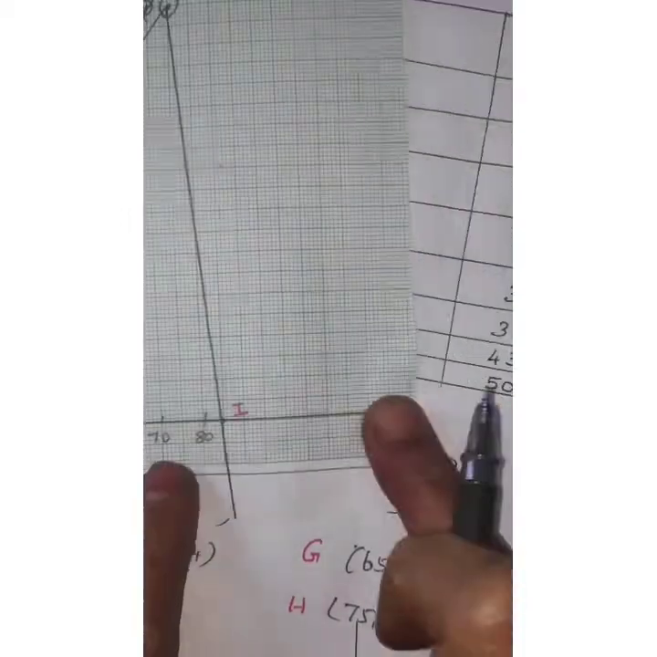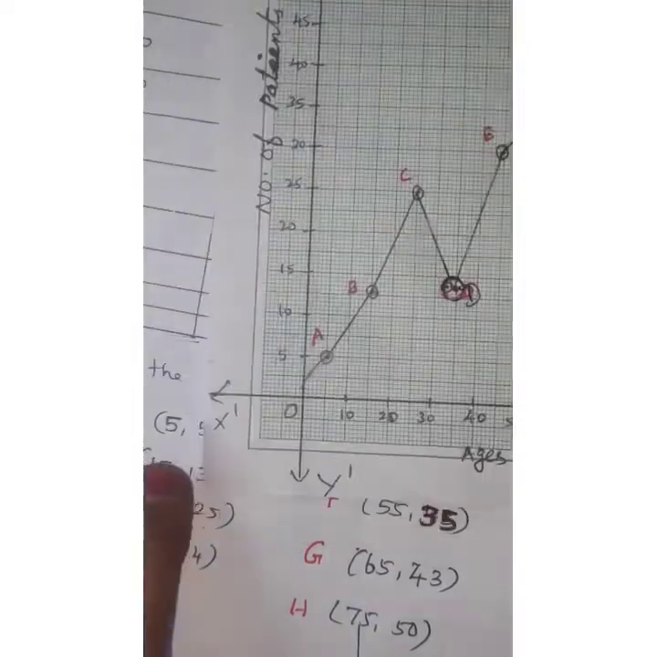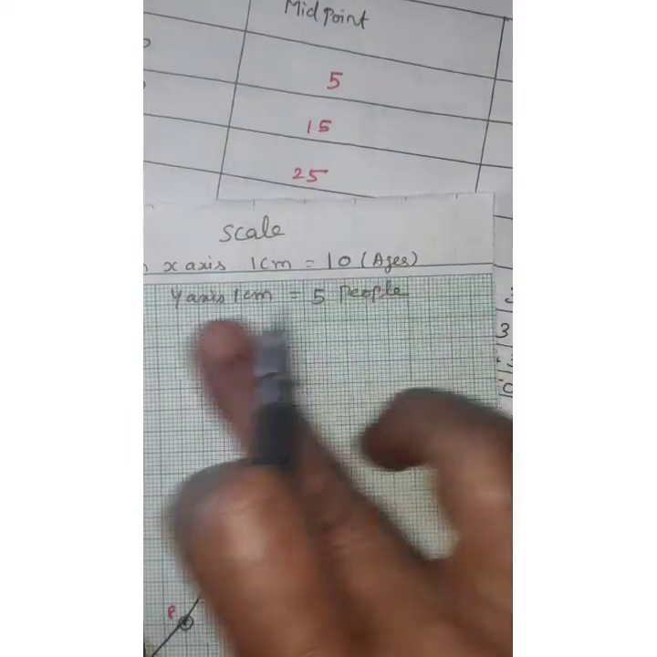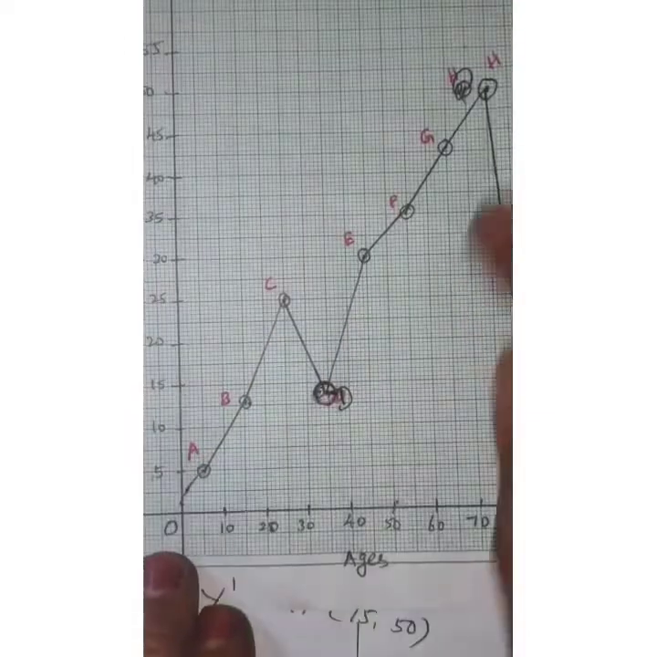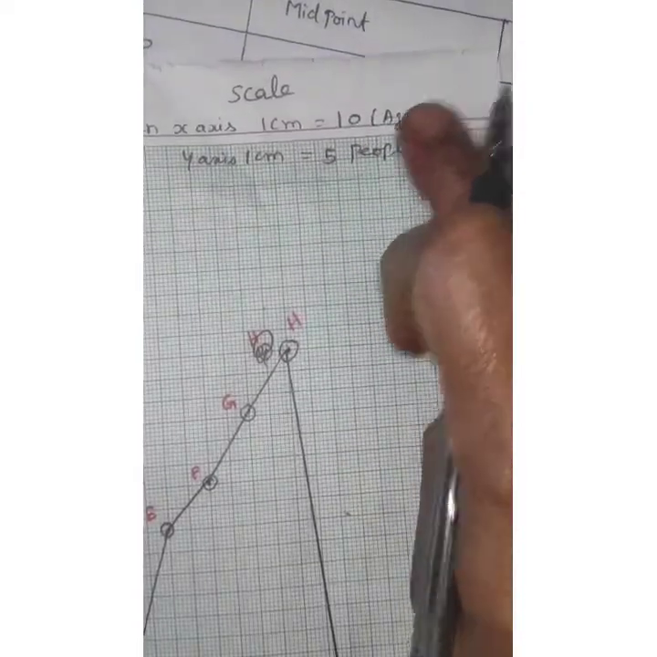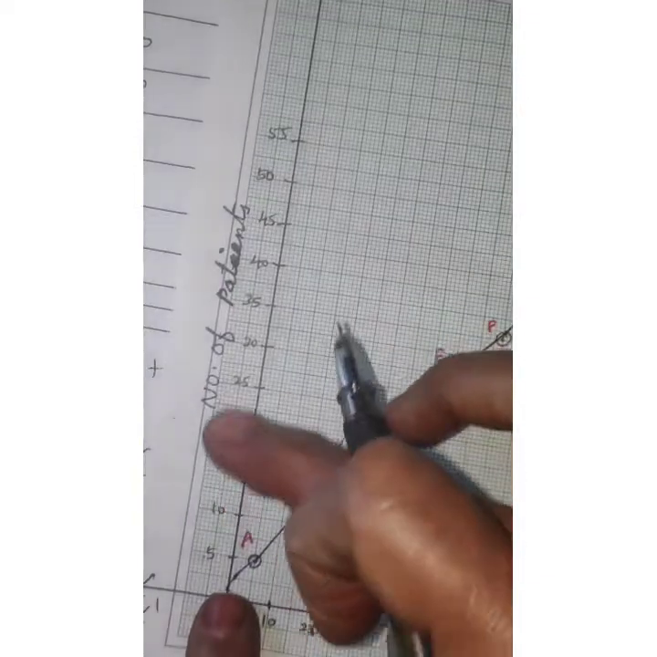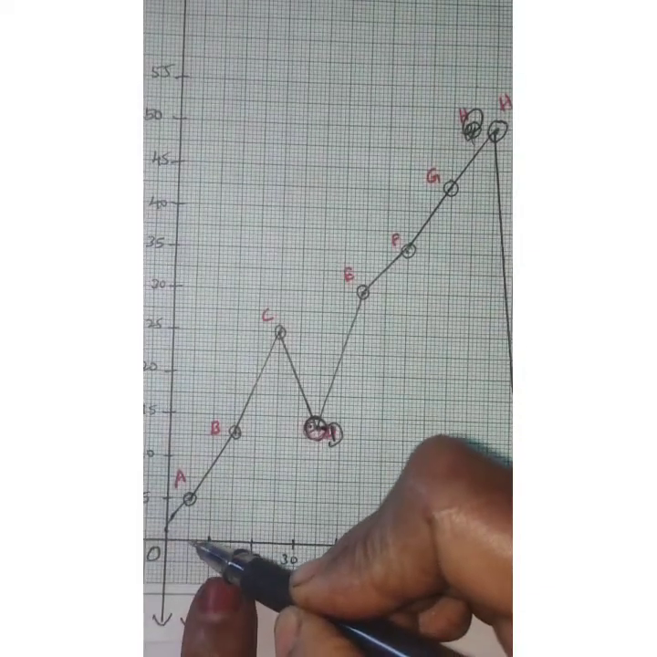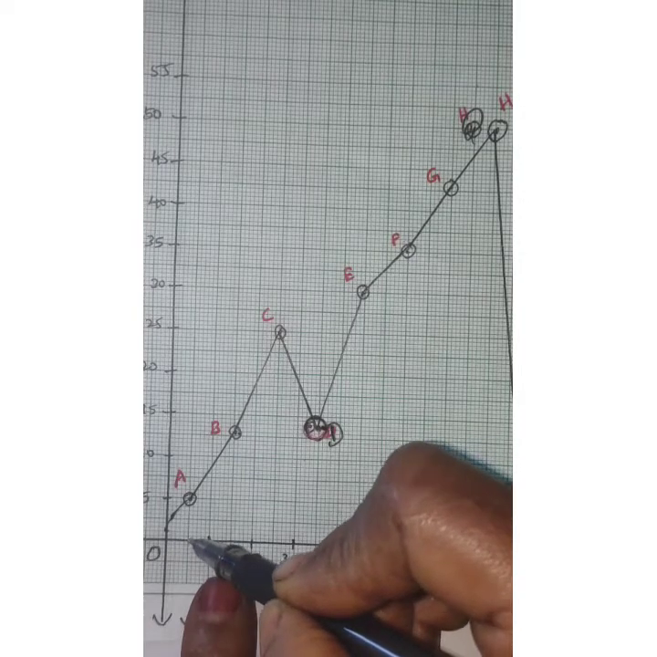X axis, X dash, Y up, Y dash, scale. In X axis 1 centimeter equals 10 ages, Y axis 1 centimeter equals 5 people. 10, 20, 30 only started, so 10 you write, that is 10 ages. Write in brackets 5 people, number of patients, 5 people. Correctly 5, which line is 5? This 0 and 10, this line is 5.